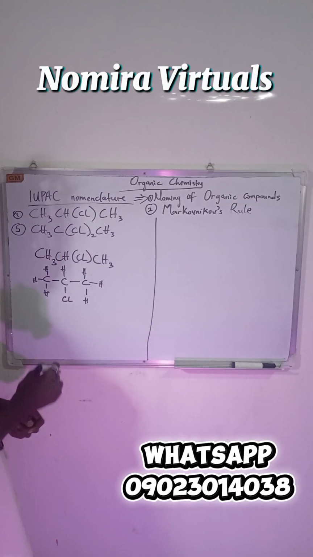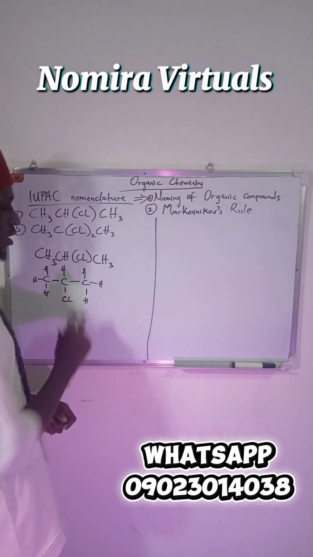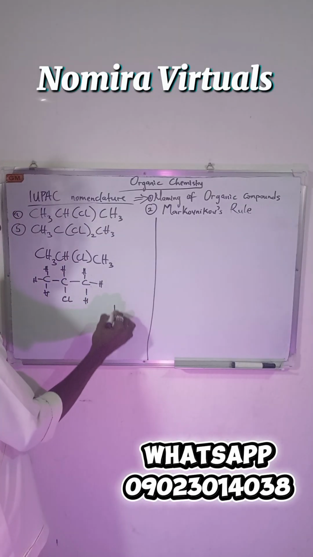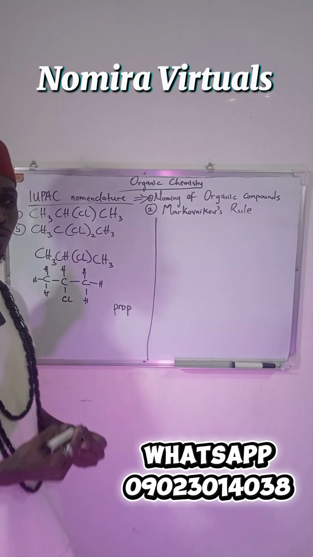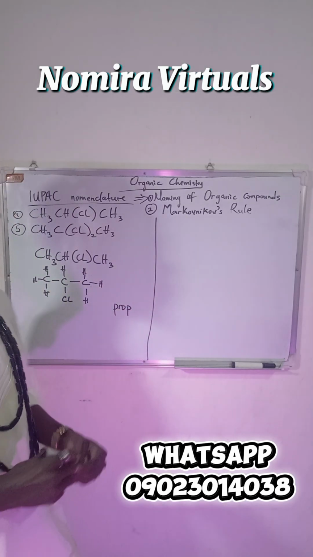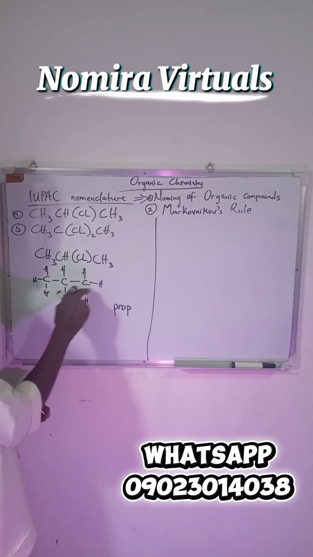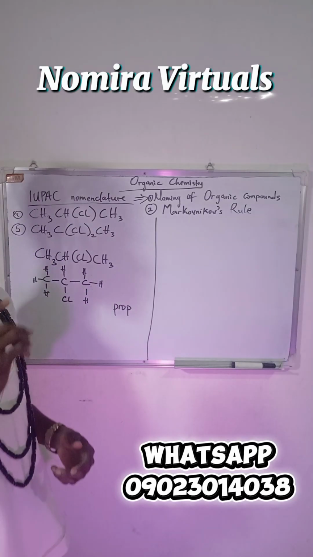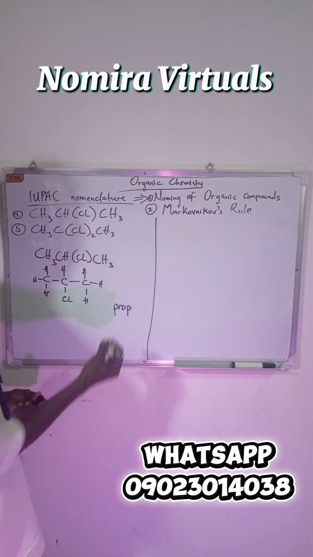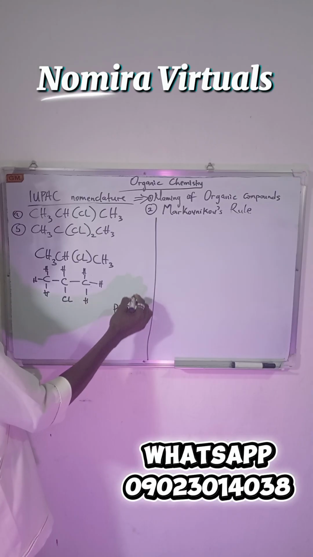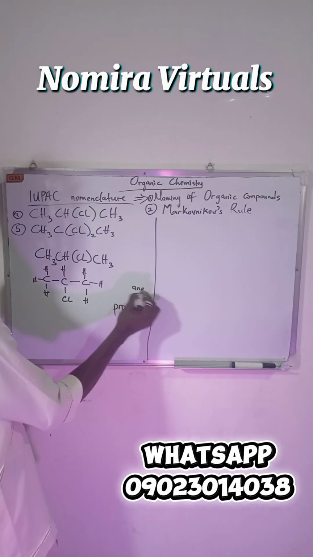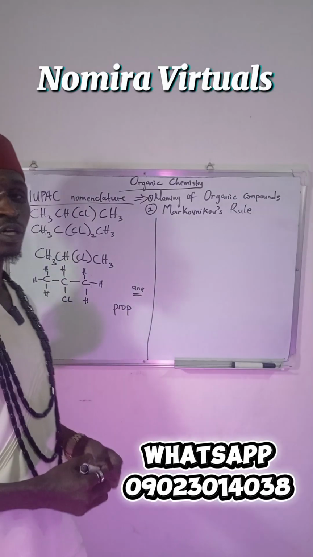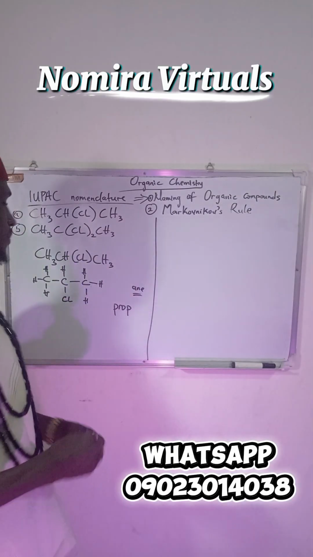Now let us name it. We have 3 carbons here, which is prop. Then the functional group here is single bond. You can notice that for all of them, they are all what? Single bonds. So we are going to end it as ane. This ane is coming from a homologous family we call alkane.